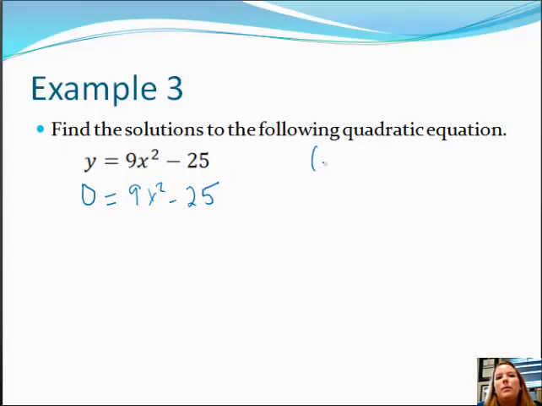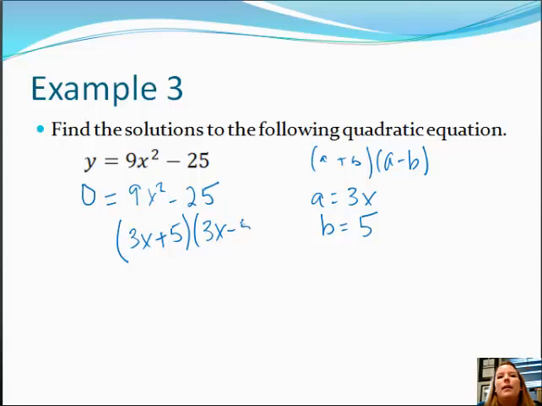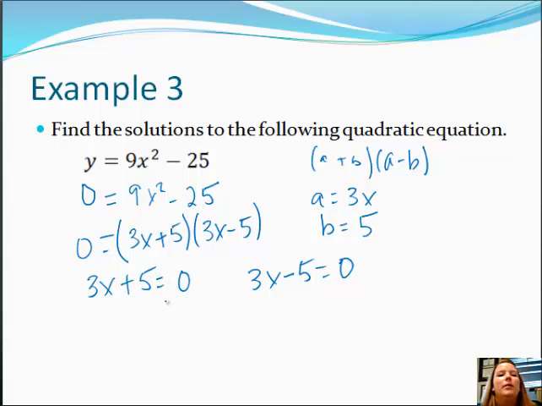Now recall that difference of squares is it should be a plus b, a minus b in some form. So a, remember, is 3x. You take the square root of the first term. B is 5. You take the square root of the second term. So we're going to have 3x plus 5 and 3x minus 5. And that's equal to 0. So then again, we set them equal to 0 on their own.